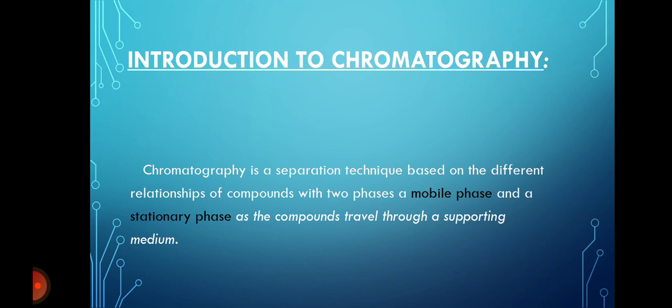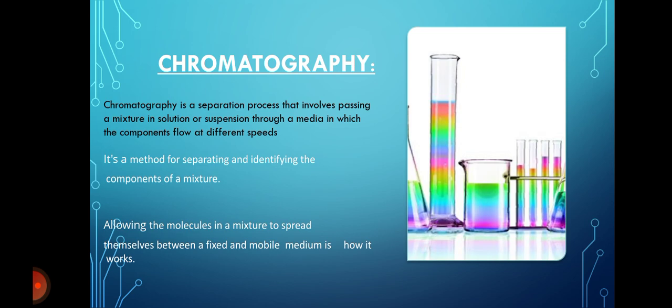Here just keep in mind that the mixture is dissolved in a fluid, which we call the mobile phase, and that dissolved fluid is carried through a system on which a material is fixed, the stationary phase. So now we are able to figure out the definition or intro of chromatography: it involves passing a mixture in a solution or suspension through a medium in which the components flow at different speeds depending on which substance it is. In other words, it is a method for separating or identifying the particular components of a mixture, in which we allow the molecules of the mixture to spread themselves between two media, the stationary and the mobile medium, which we have already overviewed.